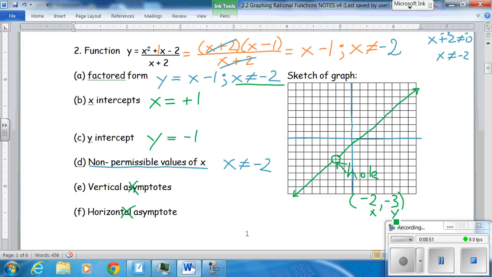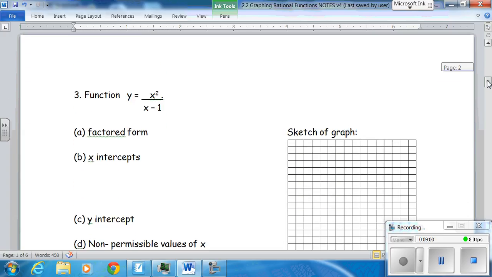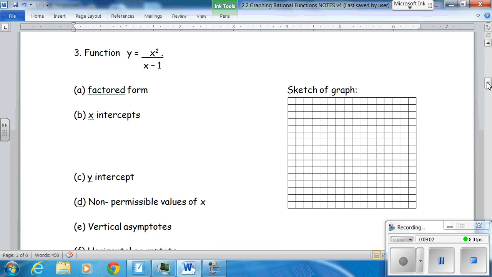Okay, so far so good. Whenever I give you one of these graphs or equations, I want you to try factoring it. Now, the third one, x squared over x minus 1. We try factoring it. Factors of x squared are x times x over x minus 1. Nope, we can't cancel any of that. So all we can say is y equals x squared over x minus 1.